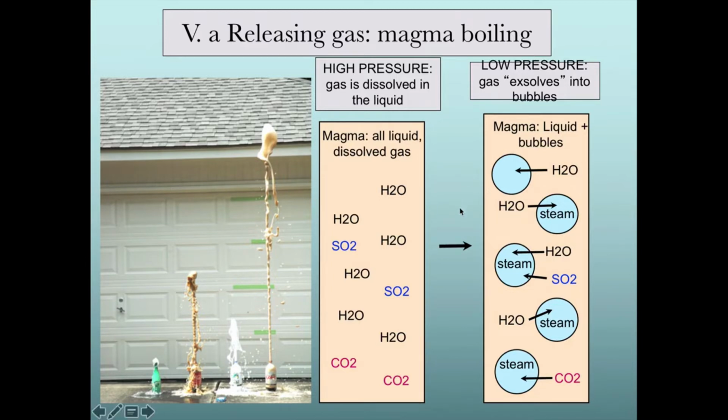When you release pressure on that magma, you actually force those molecules to form bubbles, gas bubbles. So this is a phase transition where the gas comes out of solution, out of the melt, and forms its own gas bubbles. It forms steam. The steam bubbles have water, sulfur dioxide, and carbon dioxide in them.